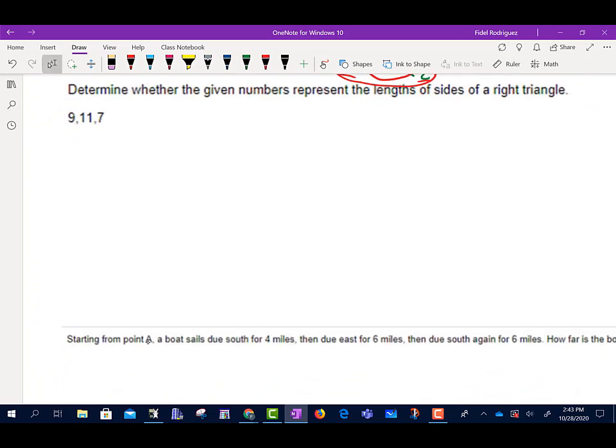All right. So let's take a look at the next problem here. It says, determine whether the given numbers represent the lengths of the sides of a right triangle. So C is going to be the hypotenuse. That's always the longest side. So we're going to say this is C, and we call the others A and B. And we're just going to double check to see, is this going to work out? I don't know if it will or not, but we'll try.